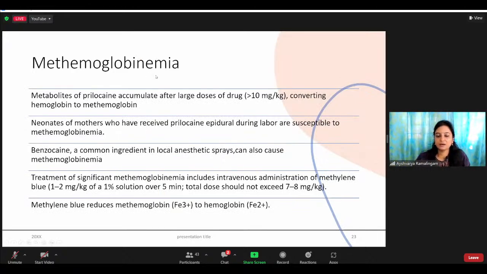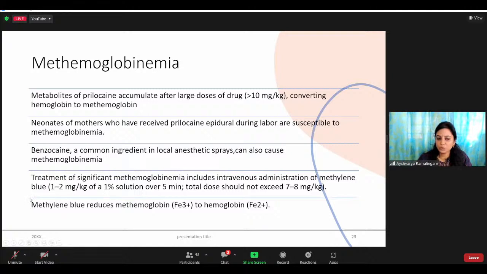Methemoglobinemia is a complication which occurs when you use prilocaine infusion for a prolonged time. It accumulates after large doses, when you use more than 10 milligram per kg. All the metabolites of prilocaine are converted into methemoglobin. So neonates who have received prilocaine epidural or labor analgesia are susceptible to methemoglobinemia. And benzocaine is a common ingredient in the local anesthetic sprays that can also cause methemoglobinemia.